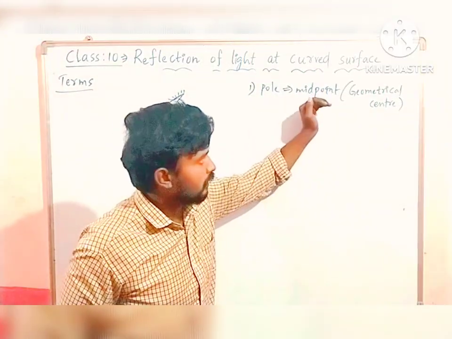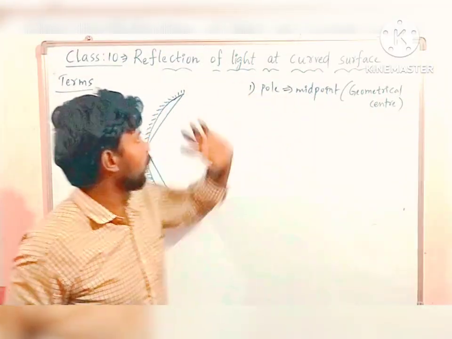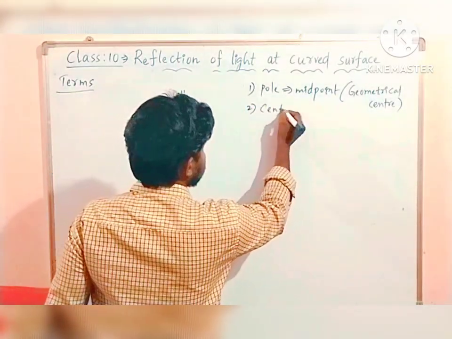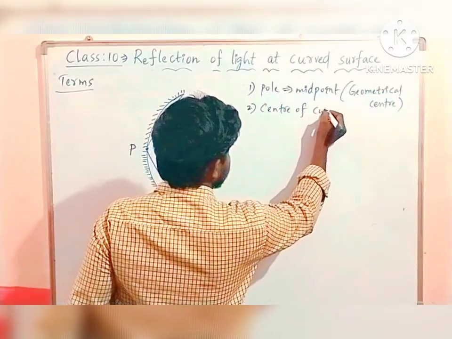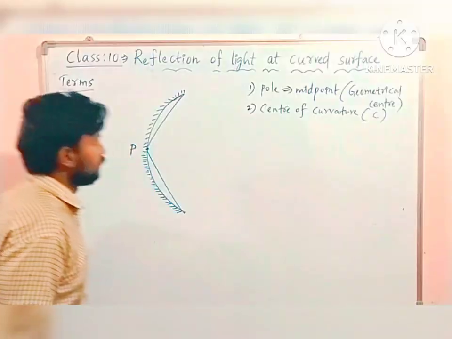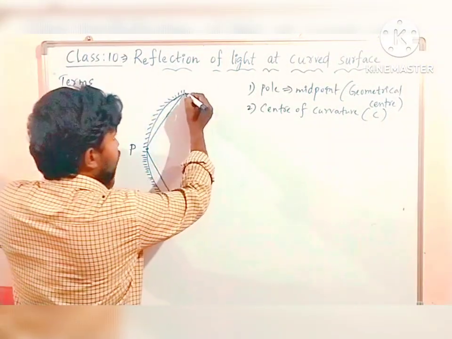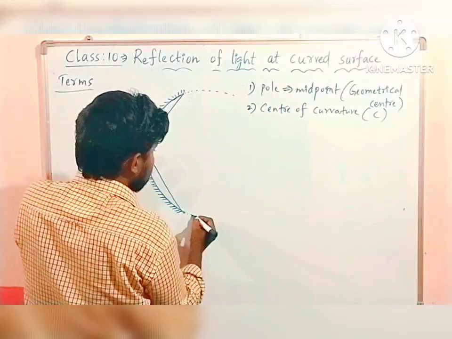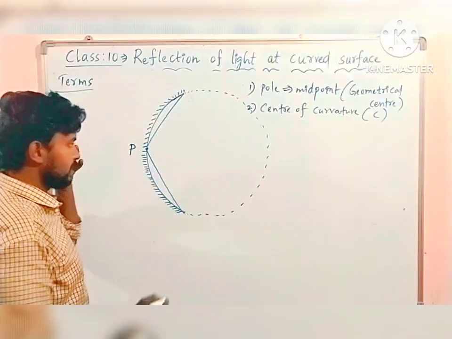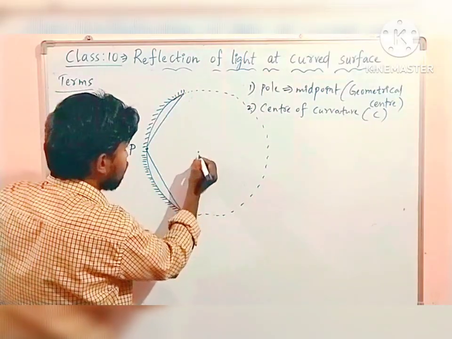Pole is called the midpoint of the concave mirror. Midpoint of a spherical mirror is called the pole. Next thing is the center of curvature. Next terminology is center of curvature, denoted by the letter C. We know that every spherical mirror is made from a hollow sphere of glass. Every hollow sphere has a center, and that is denoted with C.